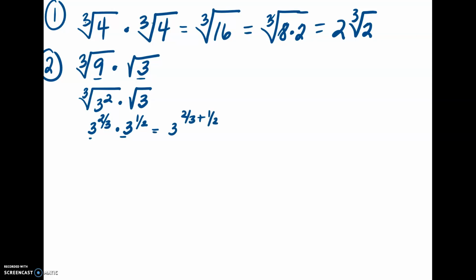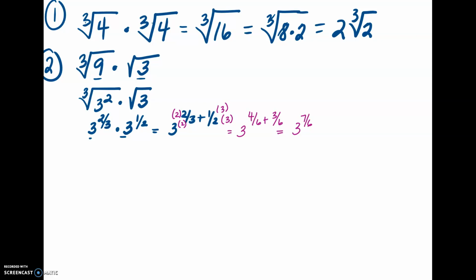But we cannot add fractions unless they have the same denominator. What's a common denominator of 3 and 2? It's going to be 6. So I'll multiply 1/2 by 3 over 3 and 2/3 by 2 over 2. And what do I get? 3 to the 4/6 plus 3/6, or 3 to the 7/6. Okay, 3 to the 7/6. And we can leave it like that.